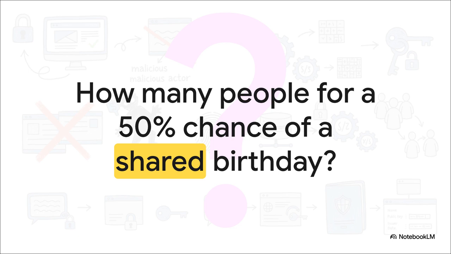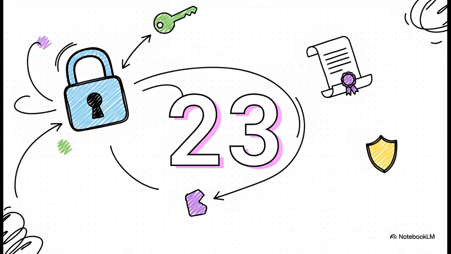What's your guess? Maybe 183, half the days in the year? 100? The answer, and this is going to blow your mind, is just 23. 23 people. It's called the birthday problem, and it's a famous statistical quirk. This is exactly why we need our hash functions to be so strong.